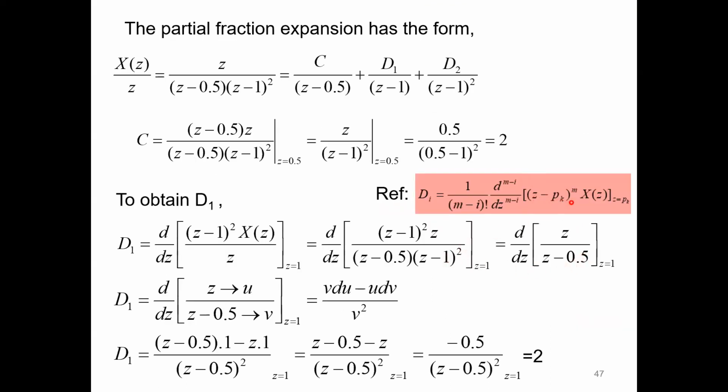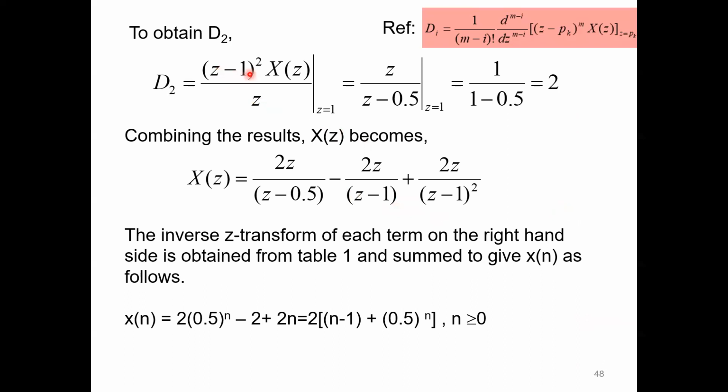(z minus pk) to the 2. Then X(z) over z. So z minus 1 this time to the power 2, and X(z) over z. So once you substitute, you get to this one. Answer is 2. Now you have found D1, D2, and C. You can write it down as 3 partial fractions.